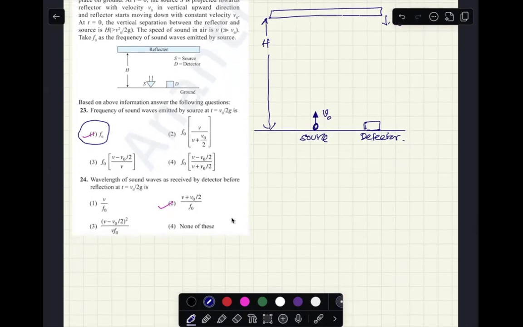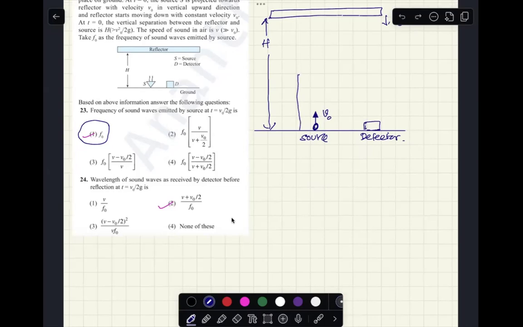Wavelength of the sound waves as received by the detector before reflection at t equal to V0 by 2G. Have you noticed what t equal to V0 by 2G is? It is less than the time of ascent. Remember, 2V0 by G is the time of flight. V0 by G is the time of ascent.